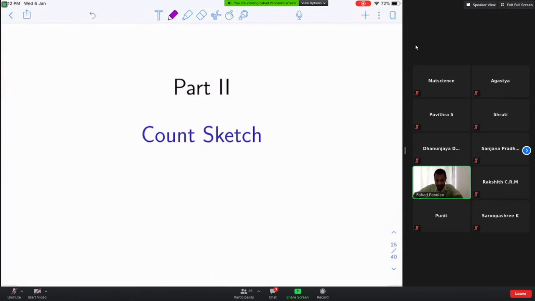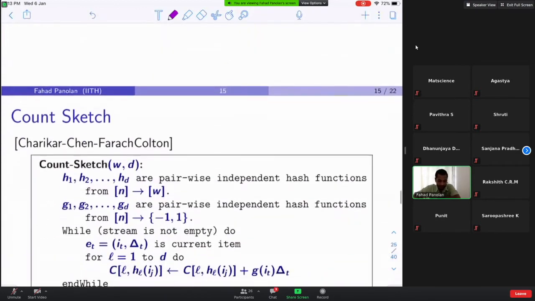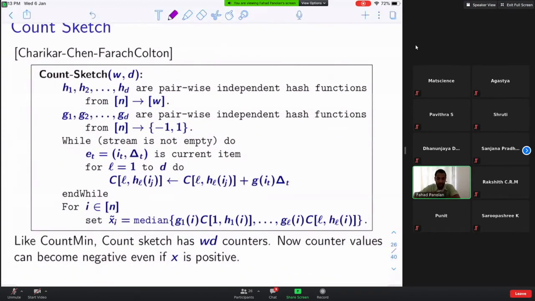Now what we do is count sketch. In this talk we will do count sketch, and tomorrow we will do applications using count sketch. Now, this will work even if it is not a strict turnstile, but a general turnstile model. And it's very similar to count min sketch.